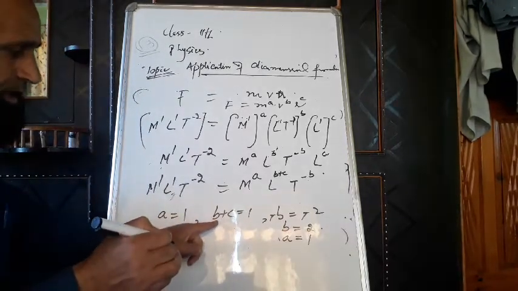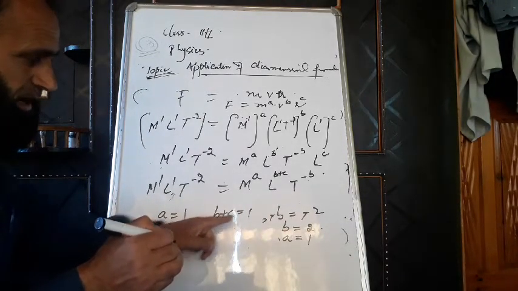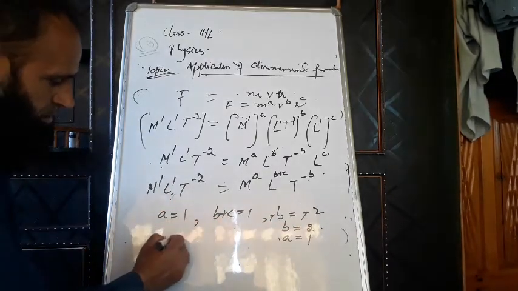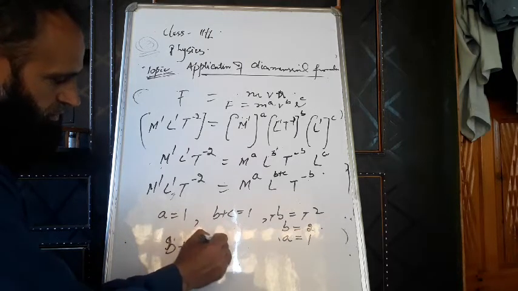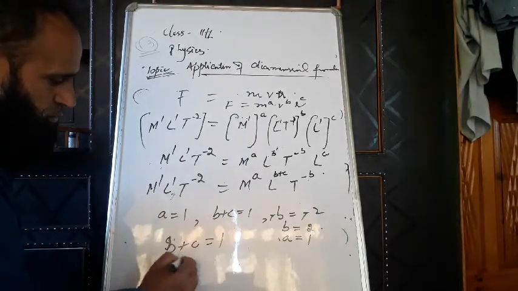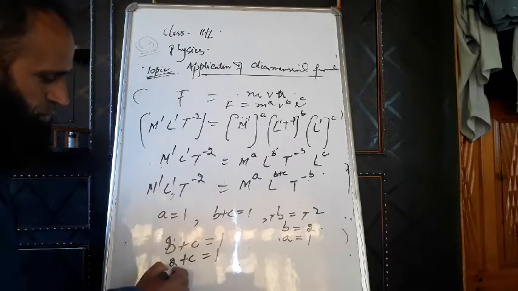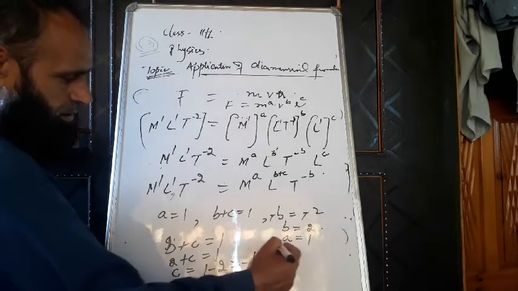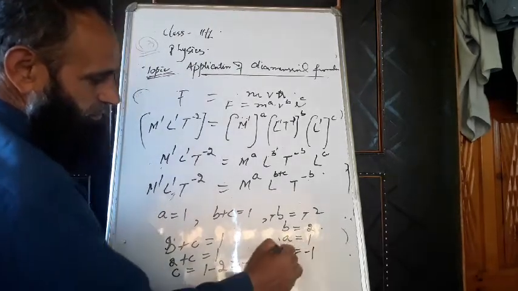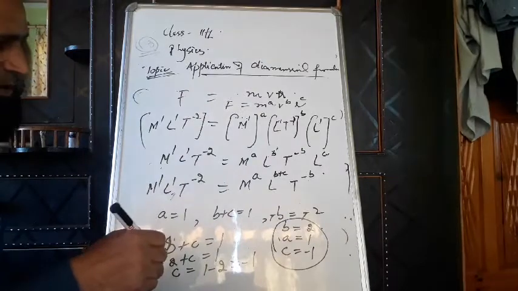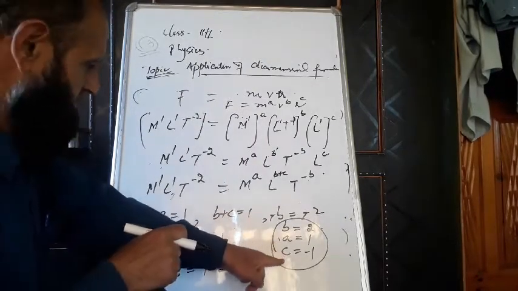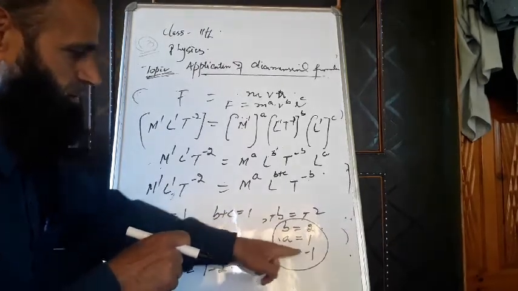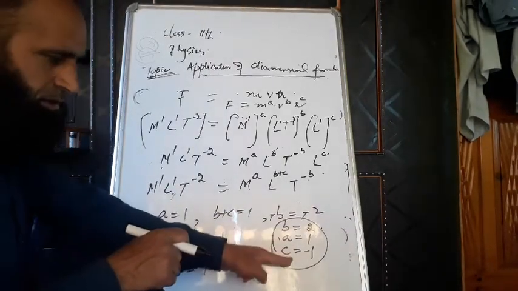Instead of b, I can use this value 2 in the equation b plus c is equal to 1. So 2 plus c is equal to 1, so c is equal to 1 minus 2, that is equal to minus 1. So c becomes minus 1. We got all three values: b is equal to 2, a is equal to 1, c is equal to minus 1.